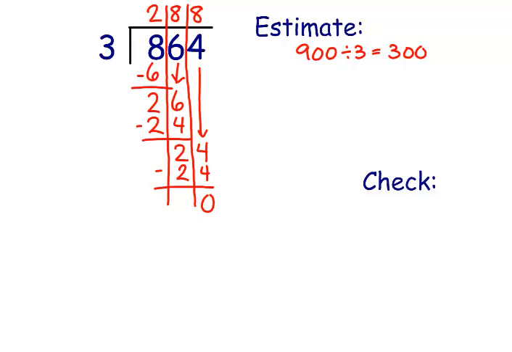So 288 times 3. 8 times 3 is 24. 8 times 3 again is 24, plus 2 is 26. 3 times 2 is 6, plus 2 is 8, and there's our dividend. So we did our multiplication and division correctly.